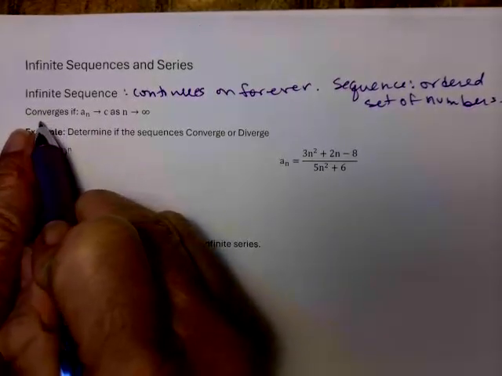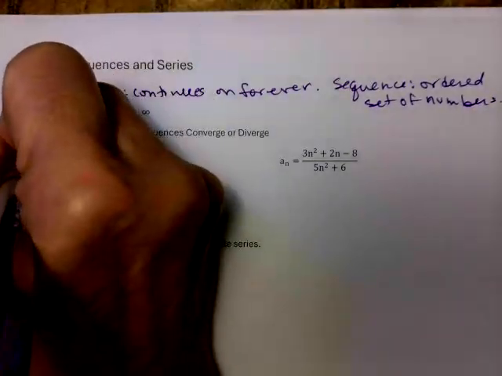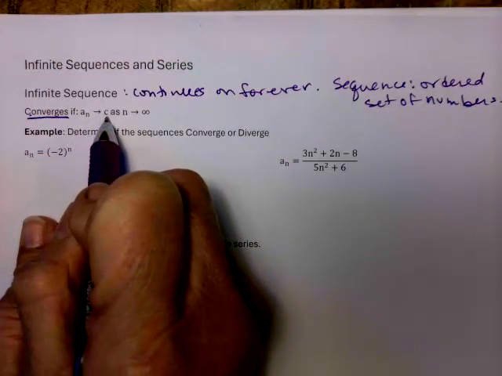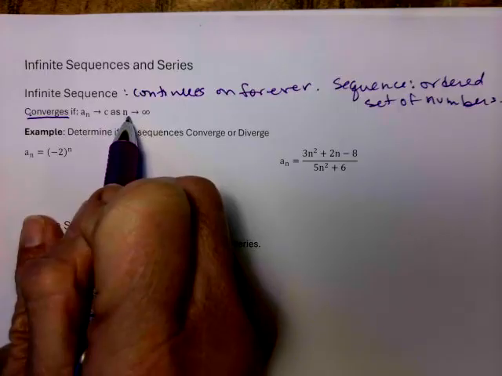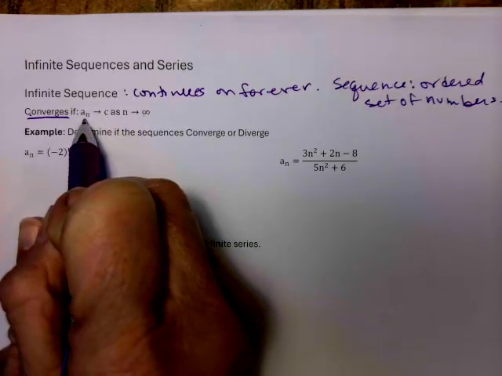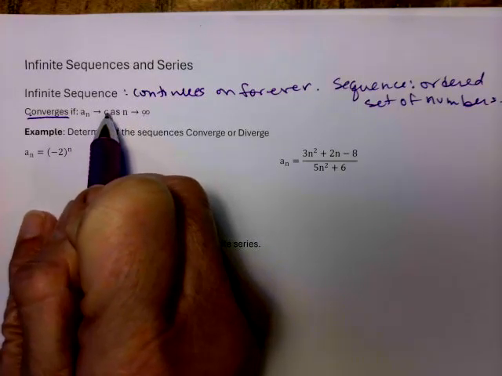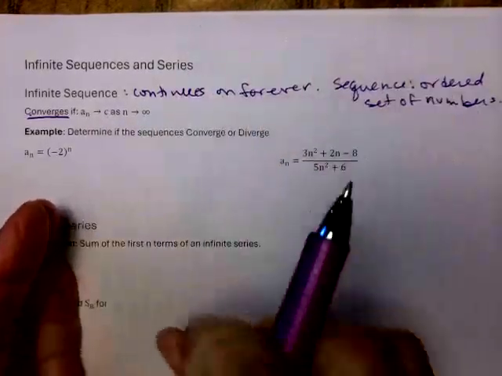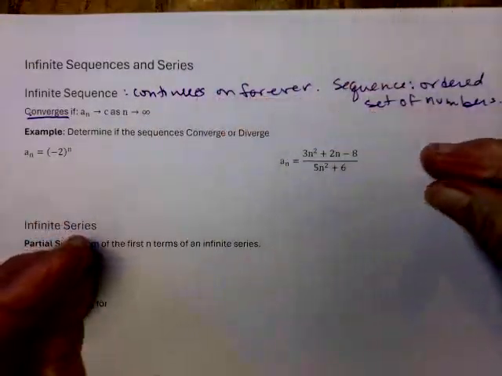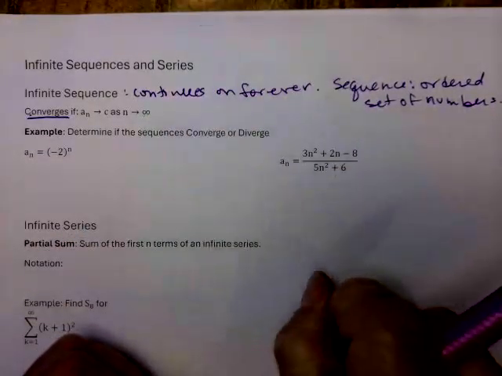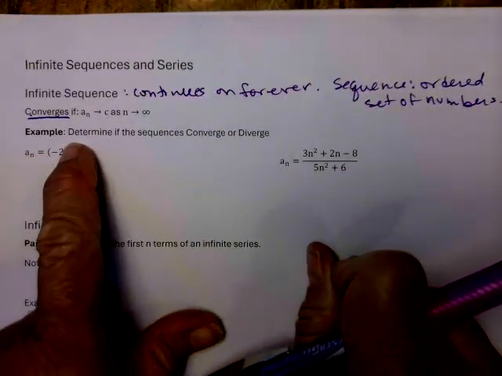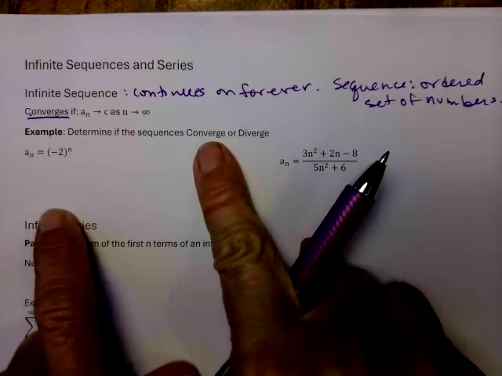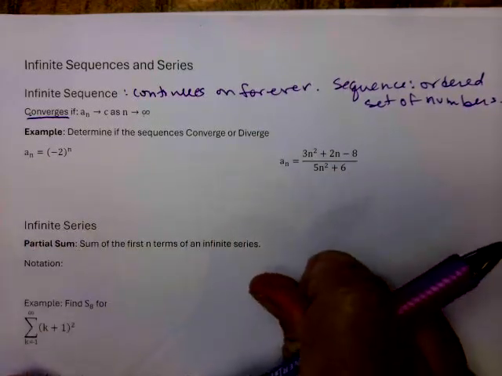An infinite sequence converges, vocabulary word, if a sub n approaches a constant as n goes to infinity. A sub n goes to one single number. Those elements in your sequence are going to start converging onto a single value as n gets really big. Let's determine if the following sequences converge or diverge. So it either converges or diverges for your sequence.